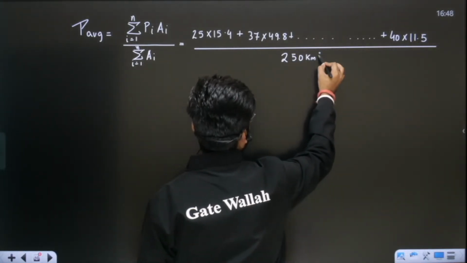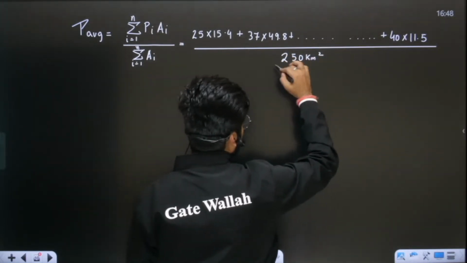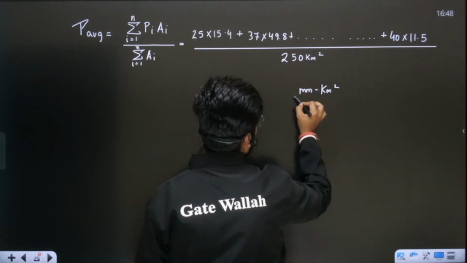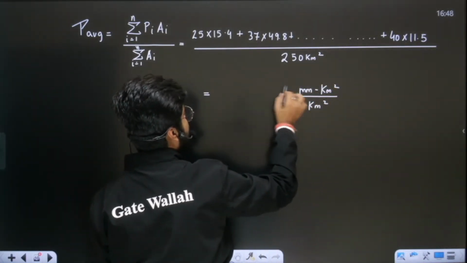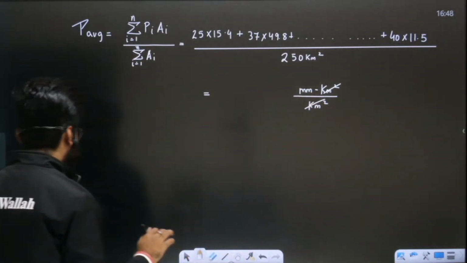See, the numerator will give you the unit of mm into square kilometer, and the denominator will give you the unit of square kilometer. So this will get cancelled. The answer will be in mm only.